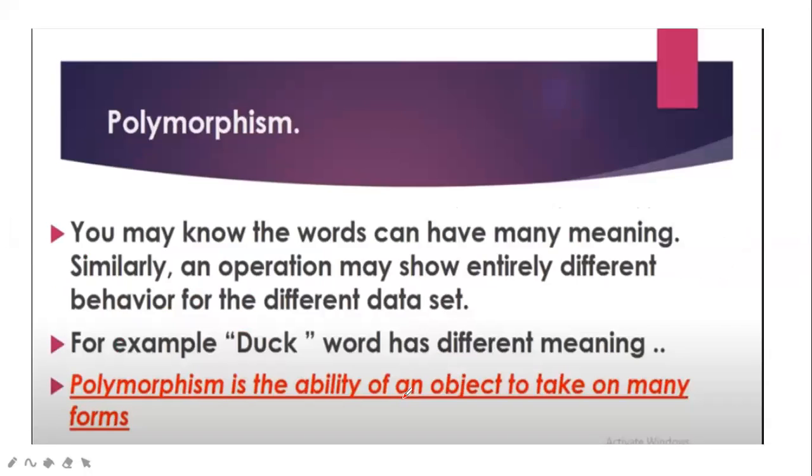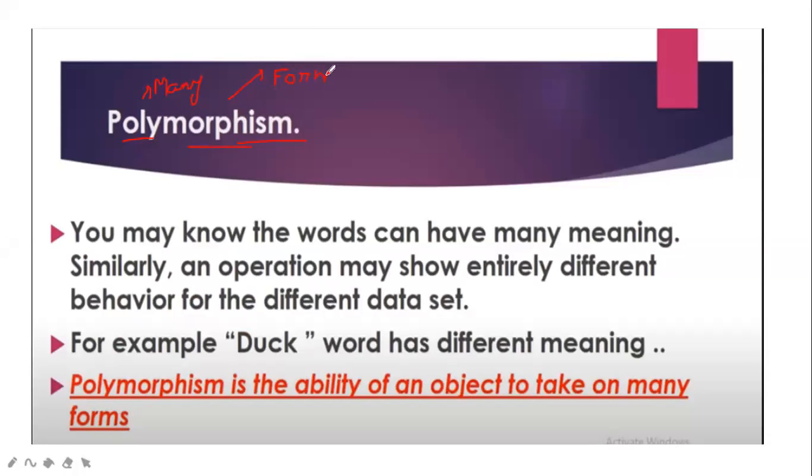Now moving to the fourth pillar, that is called polymorphism. What is this polymorphism? Poly means, these are two words. Poly means many, and morph means form, right? So this is what is termed as polymorphism, as many forms.